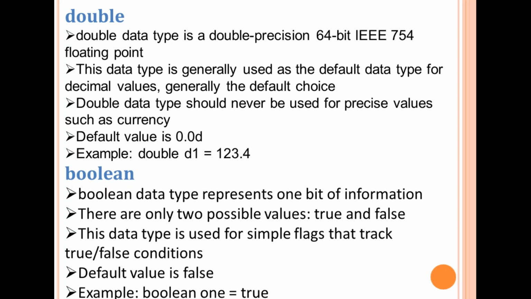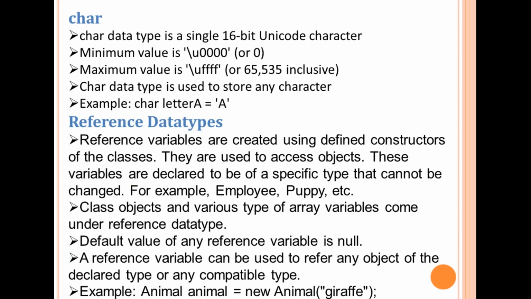Char. Char data type is a single 16-bit Unicode character. The minimum value is '\u0000' or 0, and the maximum value is '\uffff'. Character data type is used to store any character. For example, char letterA equals 'A'.